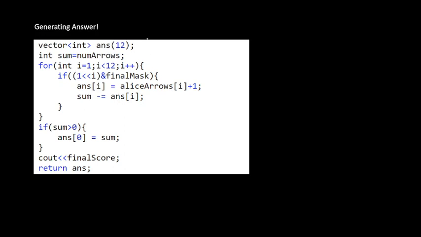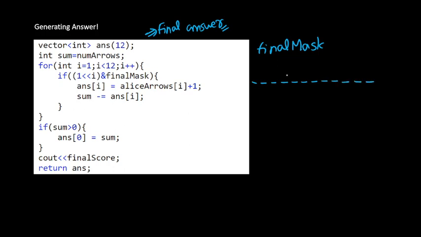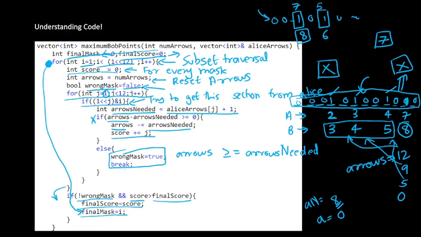After you got the final mask, how to generate the final answer? You have stored the final mask, right? You have this as your answer. So let's just take a trial mask again: 0 1 2 3 4 5 6 7 8 9 10 11. So this was your correct mask. This was the mask that we calculated, and it is giving you the final score because whenever we get a score greater than the final score, only then are we updating it. So we are also sure that this final mask will give me the maximum score possible.